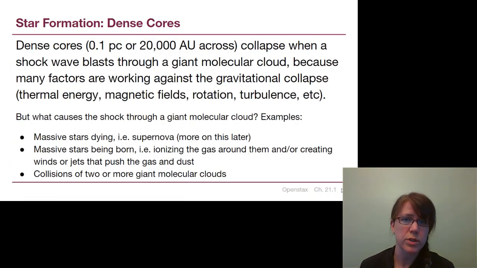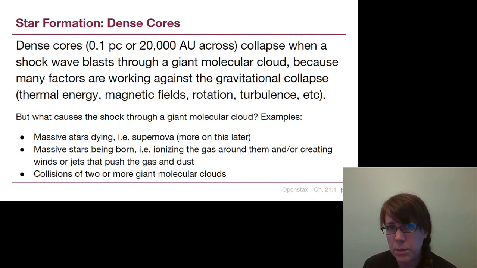The dense cores happen to be slightly denser than the rest of the giant molecular cloud, but they can't fully collapse on their own. There's a lot of factors working against that collapse, factors that we can't really get into in this course without going into much more complex physics than we require. But if a shock wave passes through those dense cores, they will start to collapse, and then gravity will take over and they can form a star.